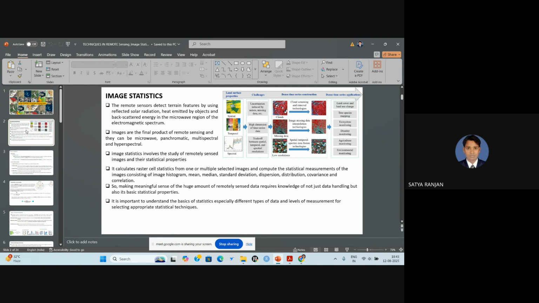Basically, in image statistics, it calculates raster cell statistics because the image is in different rows and columns. From one or multiple selected images, we compute statistical measurements consisting of histogram, mean, median, mode, distributions, covariance, and correlations. A lot of times there is longitudinal and cover analysis and change detection, when distributions and covariance are needed.